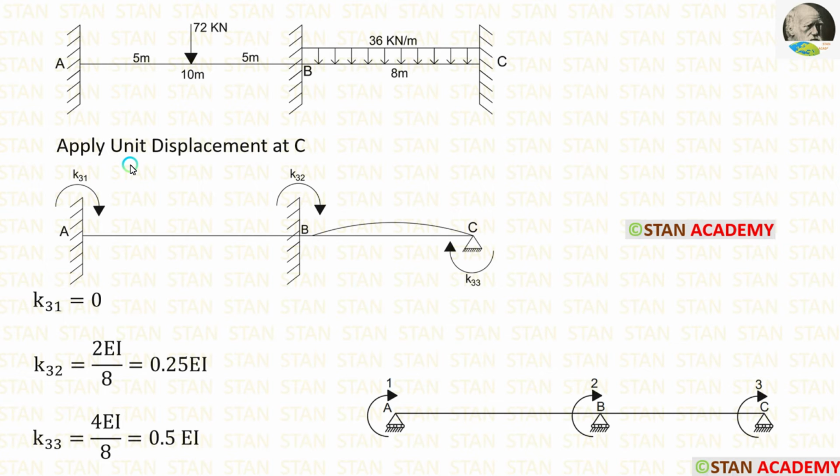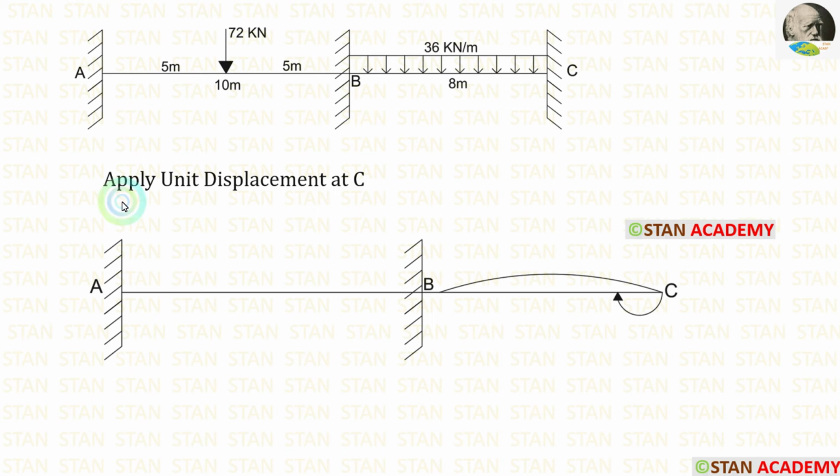Now, let us make the third row in the stiffness matrix. For that, we have to apply the unit displacement in the third coordinate, that is the point C. In the point C, we are having a fixed support, but when we apply the unit displacement, it is no longer a fixed support, it becomes a hinged support. Now, let's see how to make this curve. We are applying unit displacement in the point C. So, from the point C, we have to make a clockwise curve towards the point B.